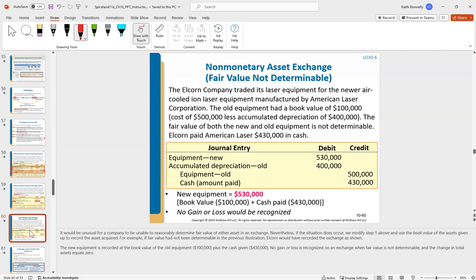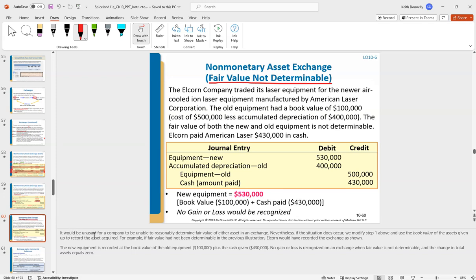There are some variations on this. One monetary asset exchange would be when the fair value is not determinable. It's a little bit rarer that this would actually happen, but we're having an exchange here. It says the fair value of both the new and the old equipment is not determinable.